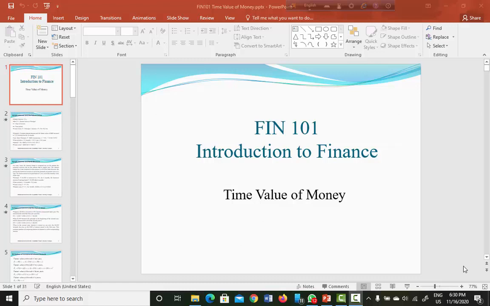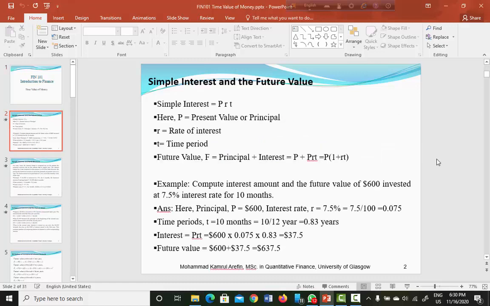Right. So time value of money, here we need to understand first the interest rate. We need to understand interest rate. So what is interest rate actually?